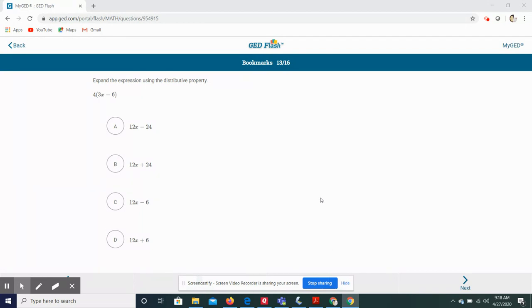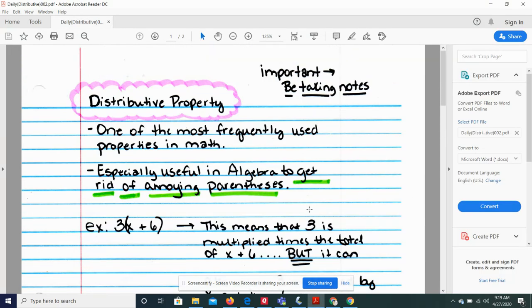I just wanted to talk a little bit this morning about the distributive property. We're going to do a couple problems. I'm going to give y'all a few problems to do throughout the day, and then on the afternoon video, we'll work those problems. So let's come over here to, I did some notes on the distributive property.